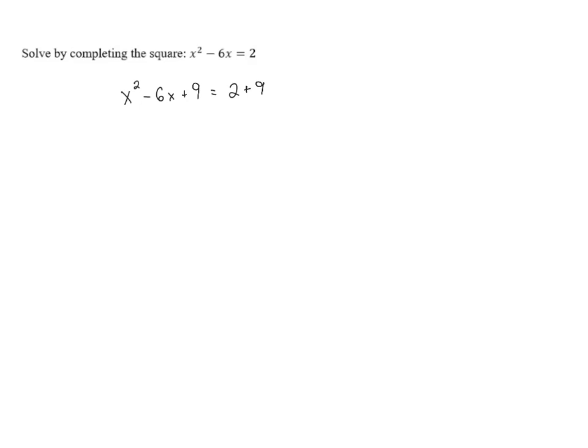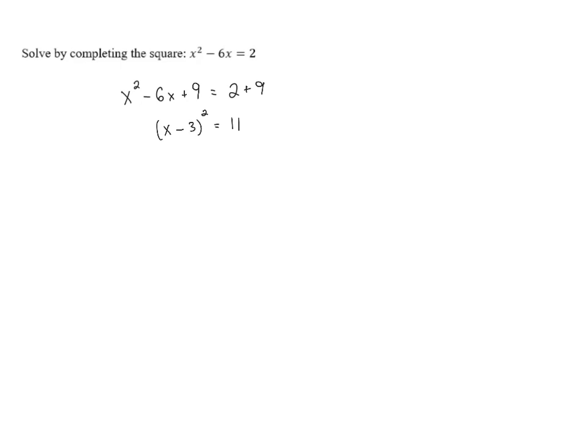Now that we've completed the square on the left-hand side, we can factor that. X squared minus 6x plus 9 becomes x minus 3 squared. And on the right, we can perform the addition. 2 plus 9 equals 11. And now we have something in the form where we can use the square root property.